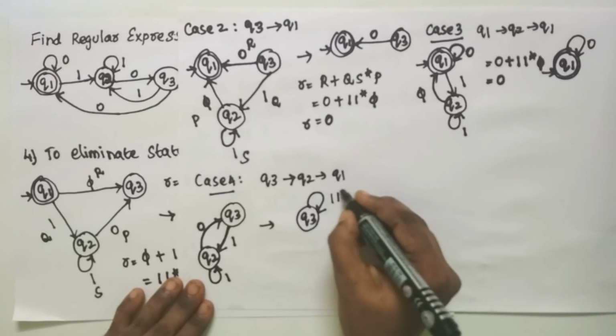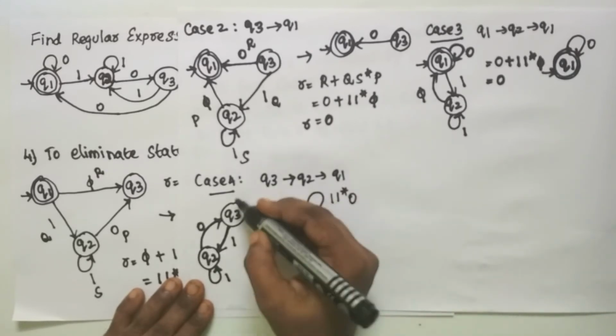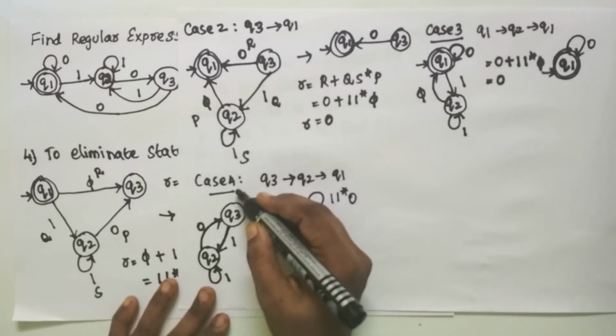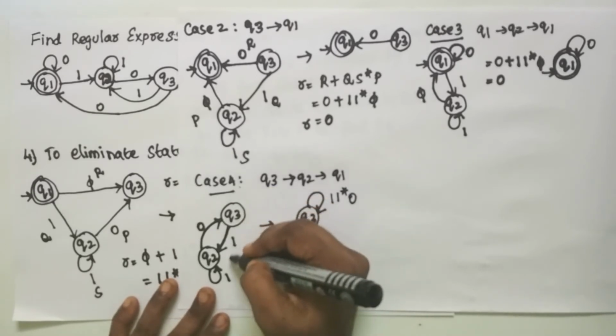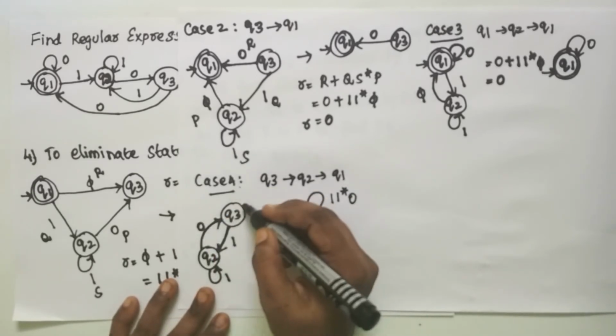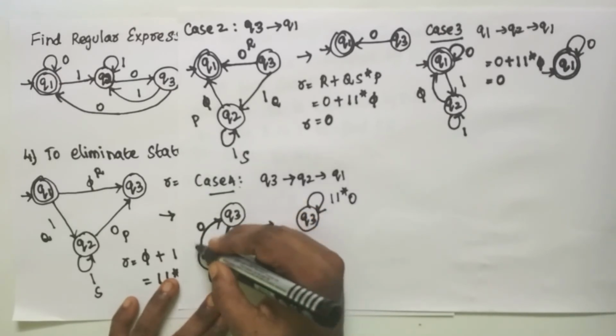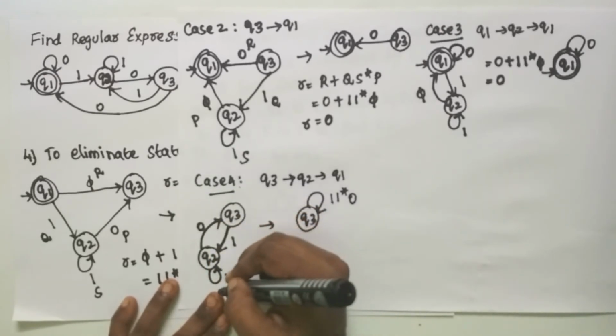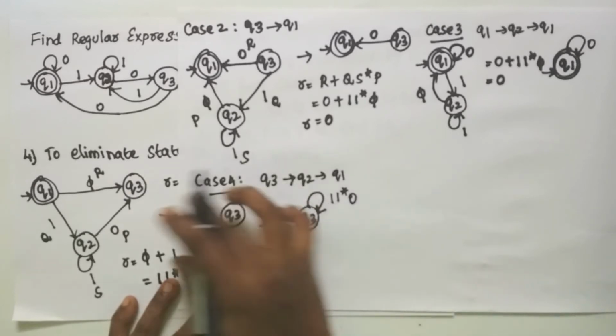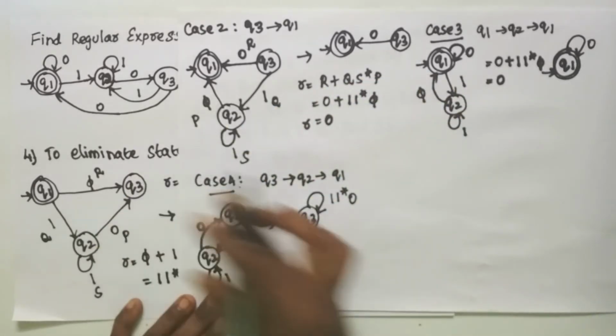So 1, 1 star, 0. But U doesn't have any self loop in the Q3. If it is having a self loop, then the regular expression is plus 1 into 1 star 0. Since it doesn't have anything, you are just concatenating all the values. Since it is a self loop, it is 1 star. So now we have completed all the 4 cases.